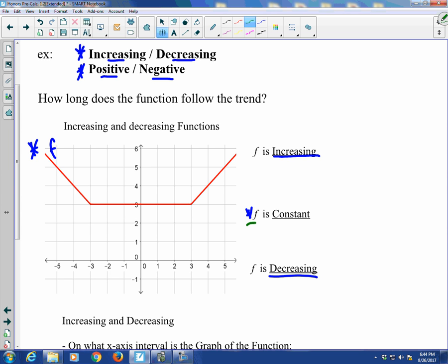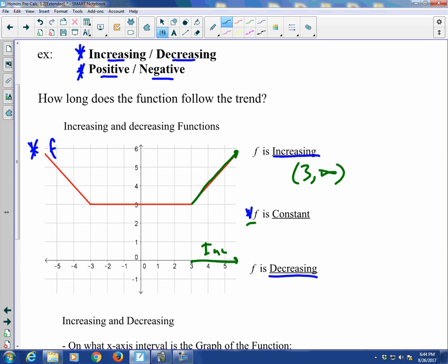So right here, looking at our graph, we can immediately say that we're seeing our function go up on the x-axis interval from 3 to positive infinity. Right? So this would be where our function is going up, and we're saying that the x values from 3 to positive infinity make our function increase. So writing this in interval notation, we would say that our function is increasing from 3 to positive infinity.